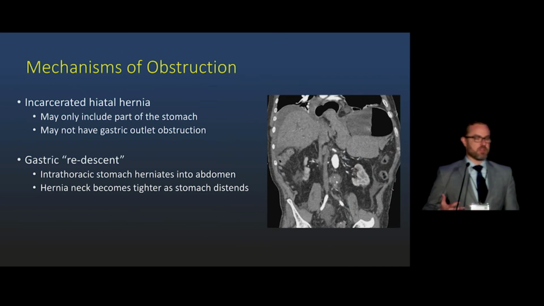So how does gastric volvulus happen? It's thought to occur because of two different mechanisms. One is an incarcerated hiatal hernia, which may include only part of the stomach. They may or may not have gastric outlet obstruction because of volvulus or simply have incarceration. It also can occur because of gastric redescent, meaning they have an intrathoracic stomach and part of the stomach comes back below the diaphragm, leading to a tighter hernia neck and obstruction.